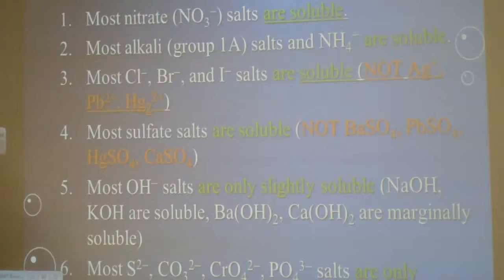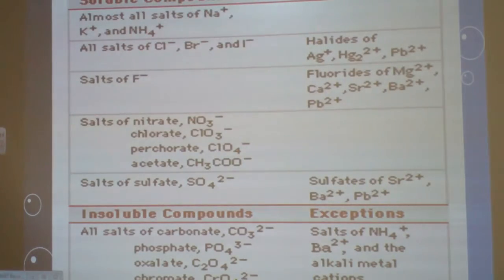So again, we're trying to get you experience as well as memorizing some facts. These other salts are slightly. We like charts, but again, you don't get charts. You got to memorize. You got to memorize with our charts.